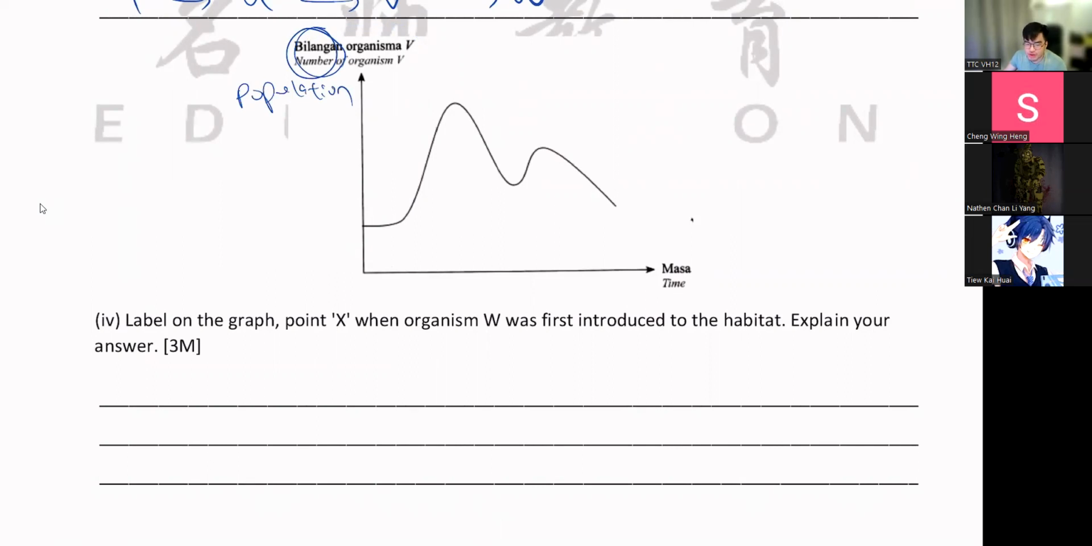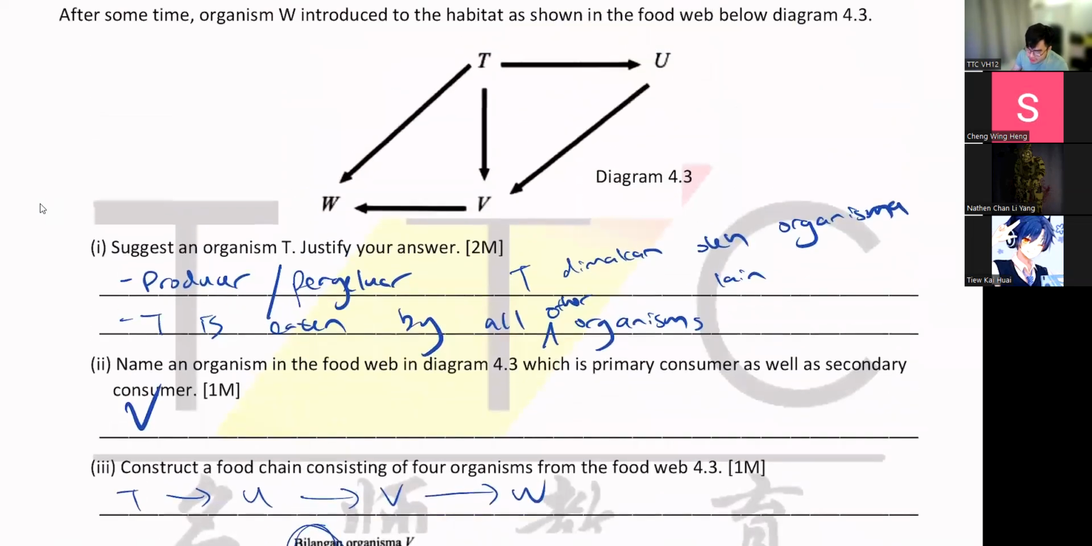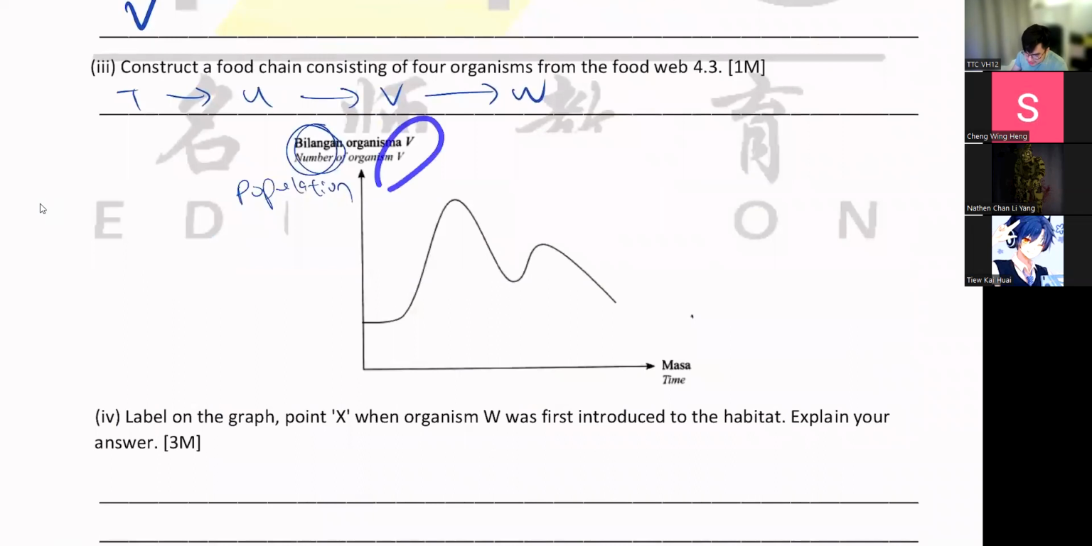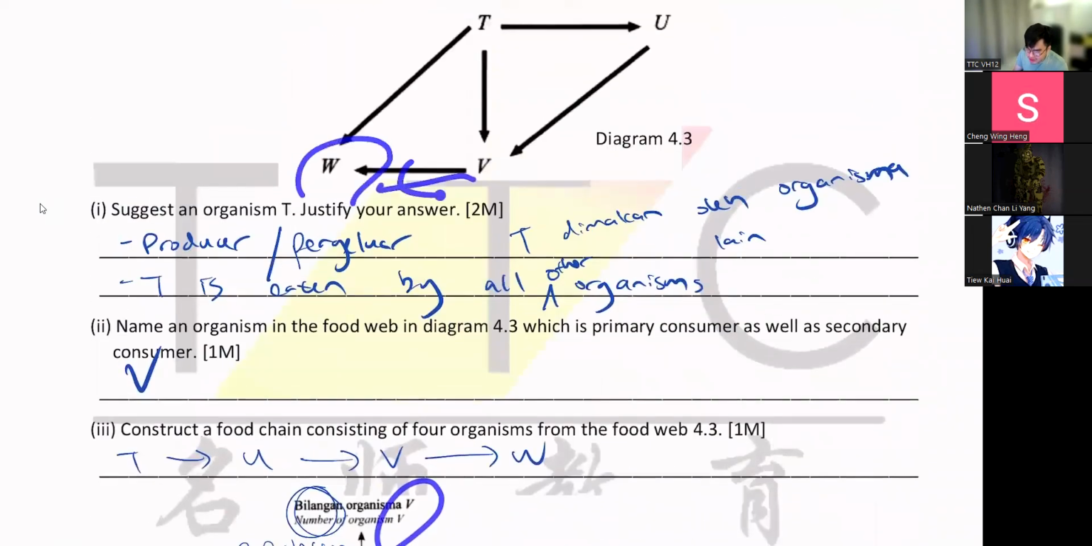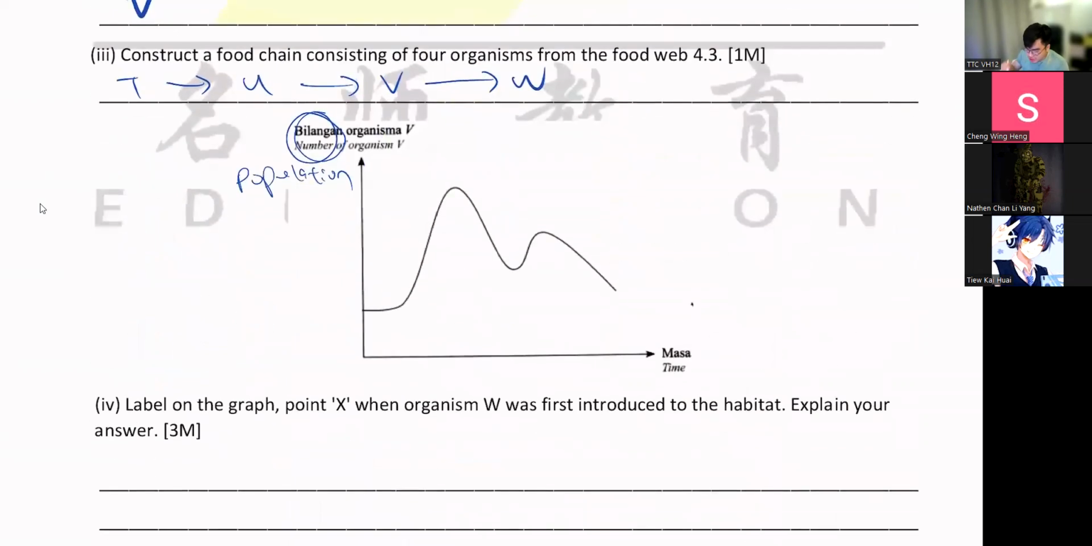So this one you have to look at the graph. W is the predator, right? Now they're asking for V, right? So W eats V, right? So how do you know when W is introduced? When W came in, V should decrease, right? Because when W comes in, it will start eating V, so V will decrease. So there are 2 decreases here.